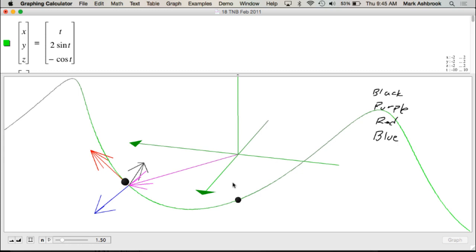What color is that? The one that points like that? This is purple, red, black, red, blue. Black, red.